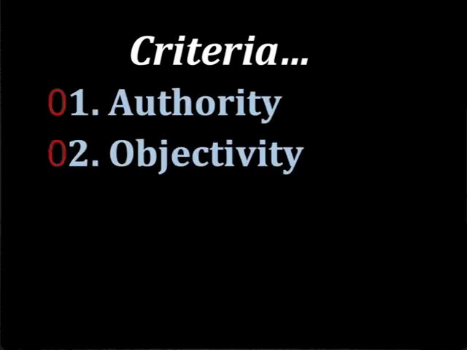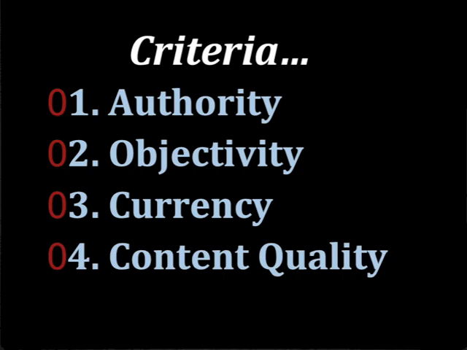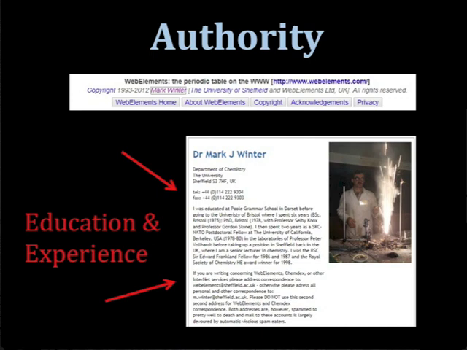There are 4 criteria to consider when evaluating the quality of a website: authority, objectivity, currency, and content quality. Let's look at each of these individually. Authority has to do with the person or group that authored the site, their affiliations, credentials, education, or experience that qualifies them as an expert on the topic.